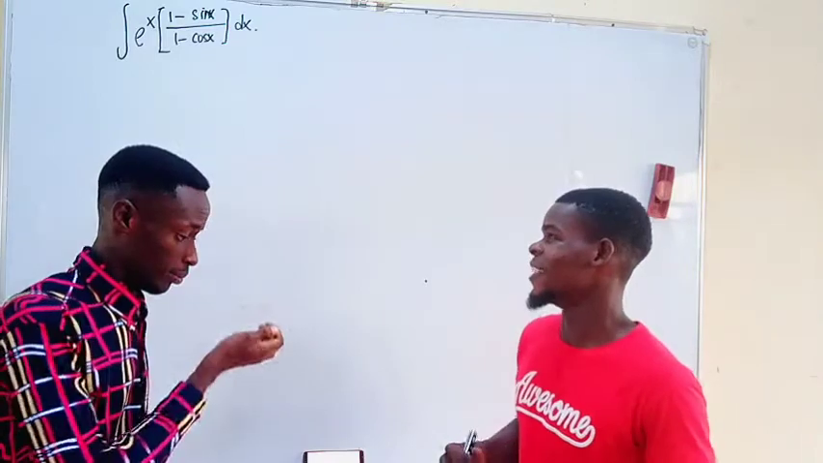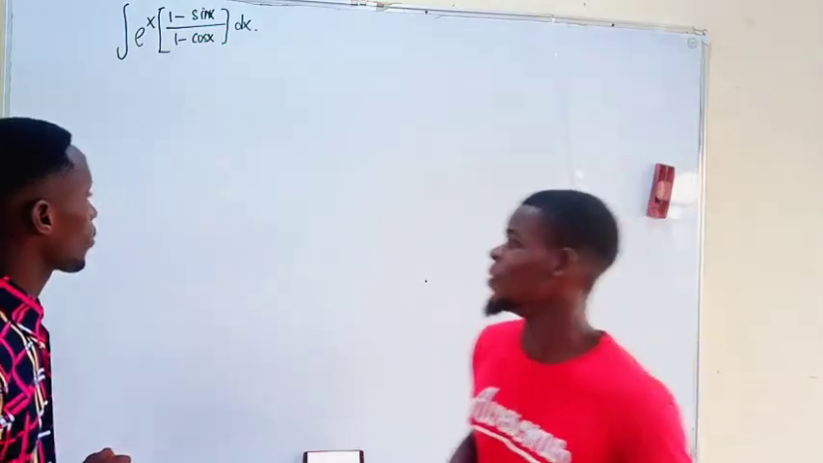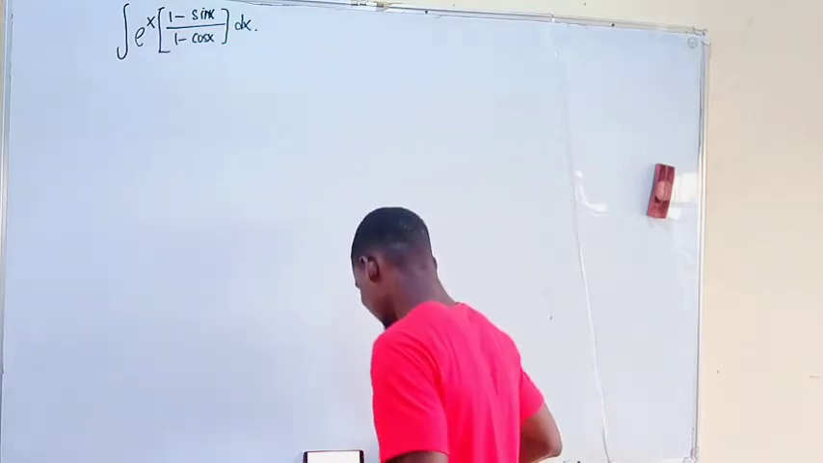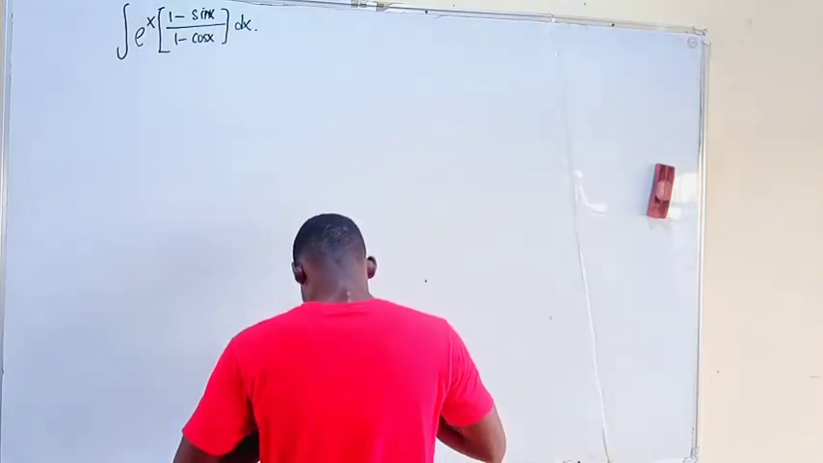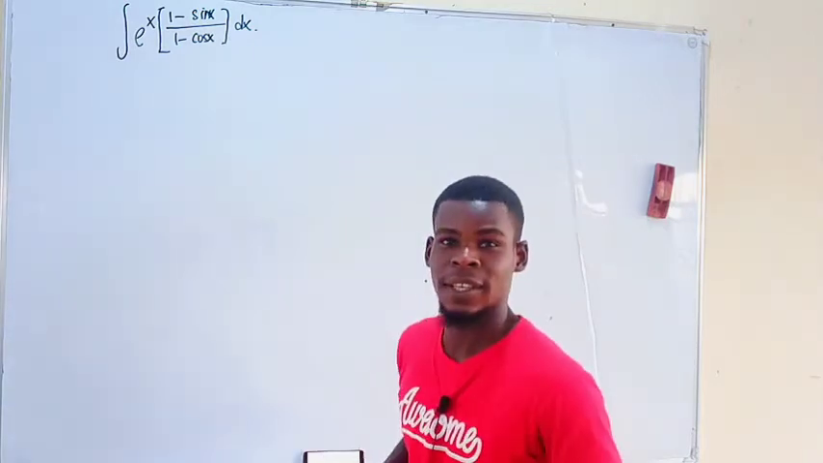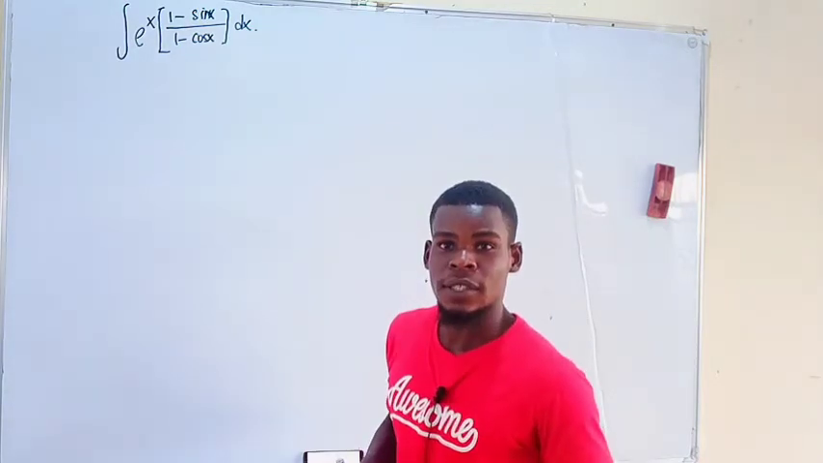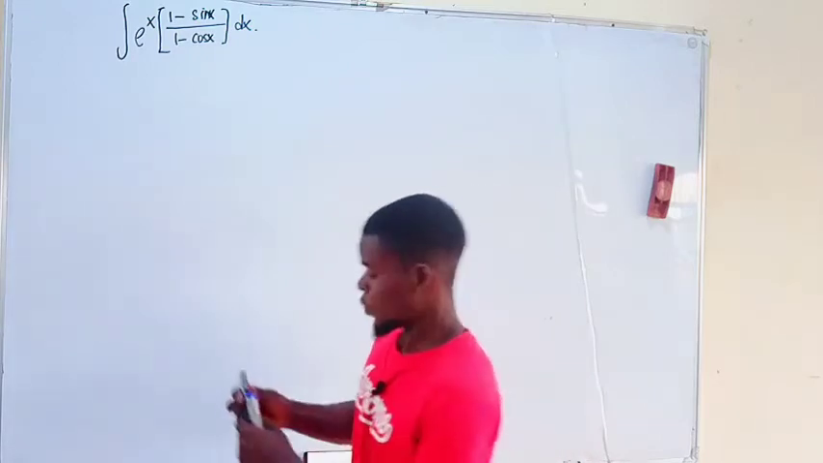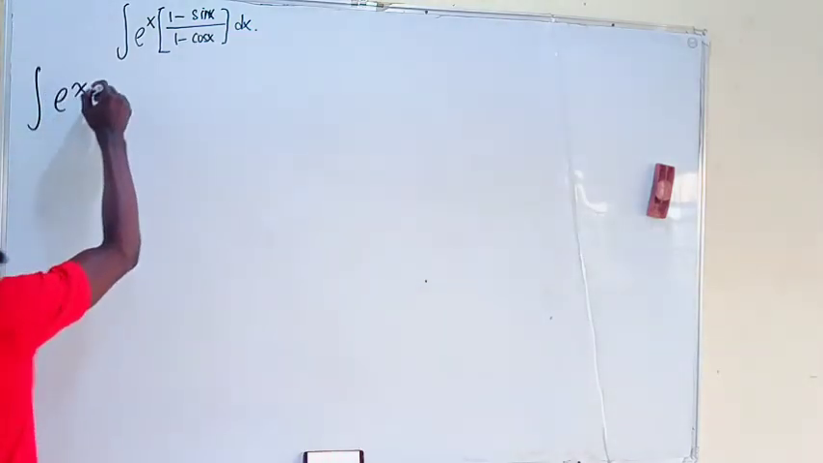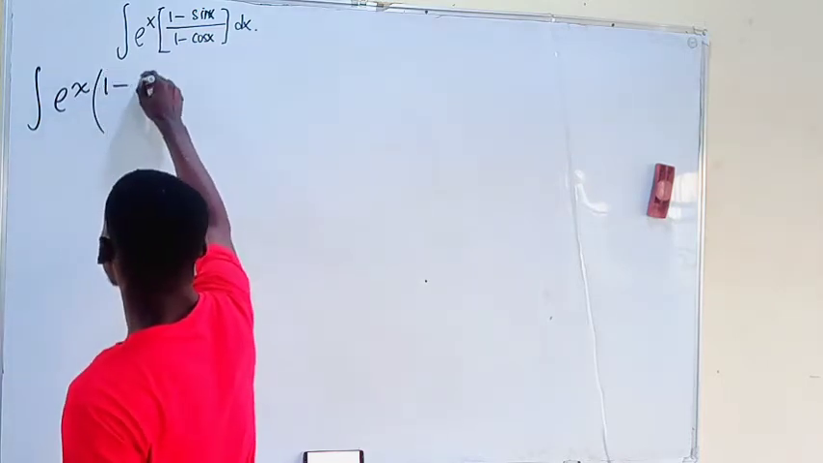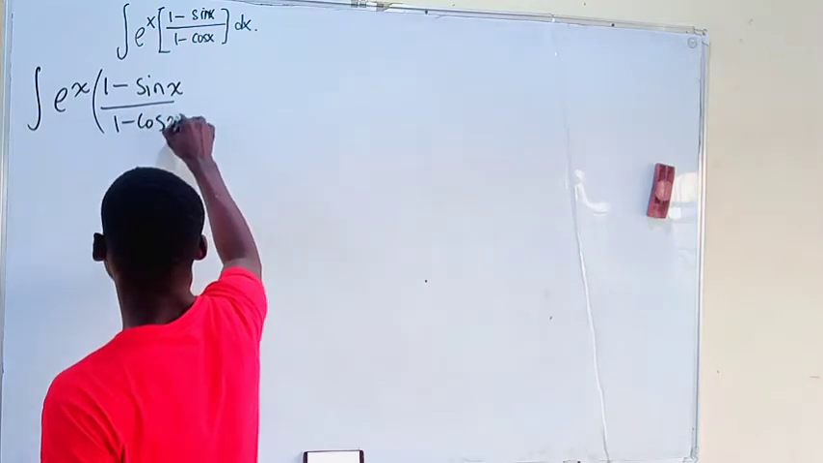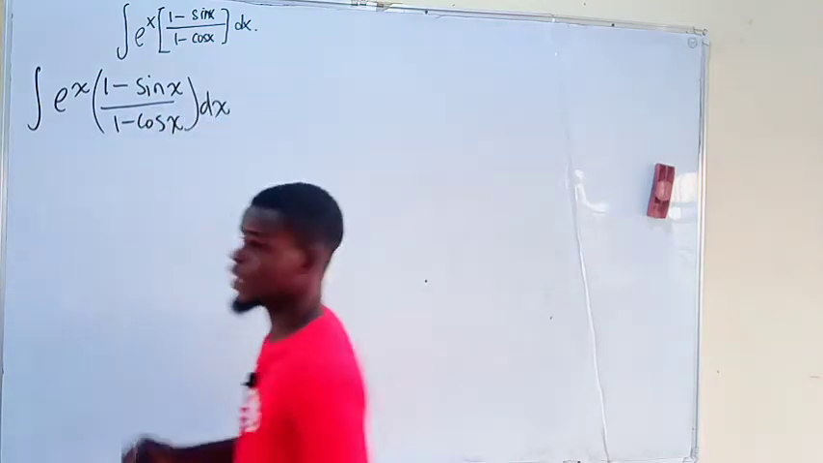Wow, okay. Let's check what we can do. Alright. So we've got something to solve here. Let me write it well. We have the integral of e to power x, and then 1 minus sine of x divided by 1 minus cosine of x, and we have to integrate that over the x variable.